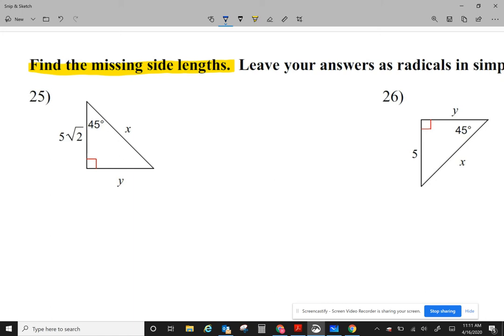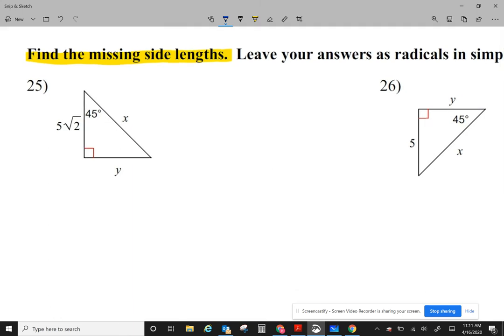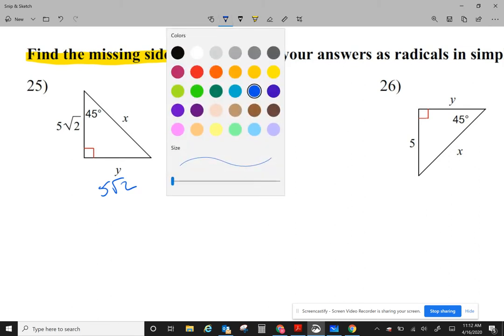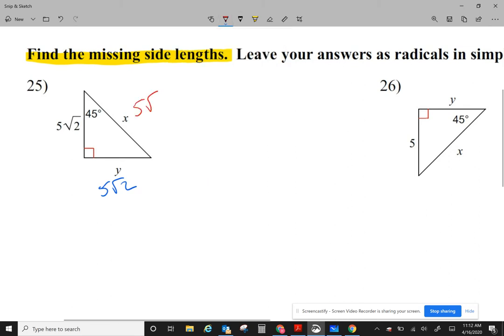So if I was asking for the y, I'm dealing with the 45, 45, 90. I'm asking for y. Remember I said the two sides that make the 90-degree angle are equal. So I'm going to say y is going to be 5 radical 2. Now, how am I going to find the hypotenuse? If I'm solving for the hypotenuse, I'm just going to go 5 radical 2, which is what I start with, times radical 2. Remember, in order for you to find a hypotenuse, you must multiply what you start with by radical 2.